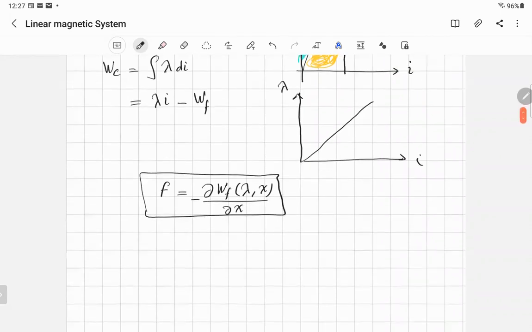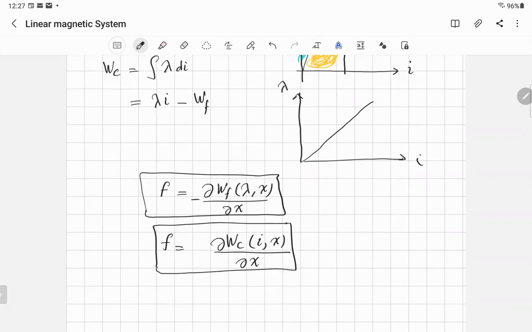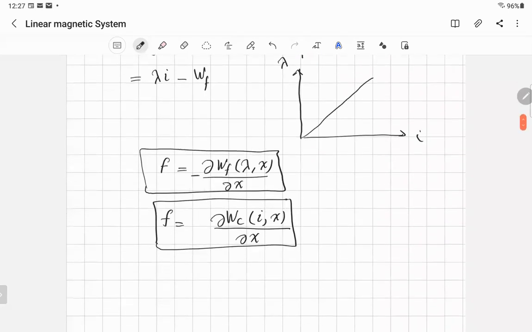The other option, when you have current as the independent variable, you can get the same force by differentiating WC, which is a function of i and x, with respect to x. That will give you the force. So you have two options, this or that, and both give the same answer. So that's what we did last time, and we did an example of how to find the force.